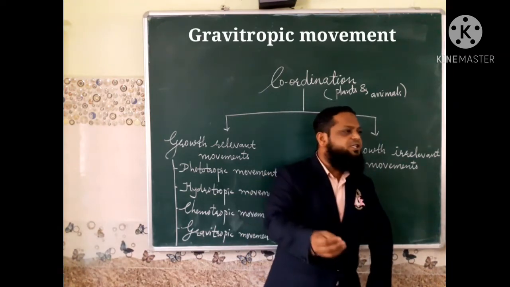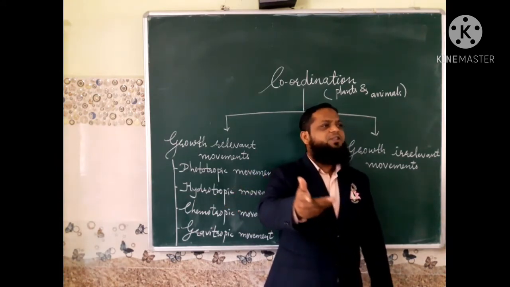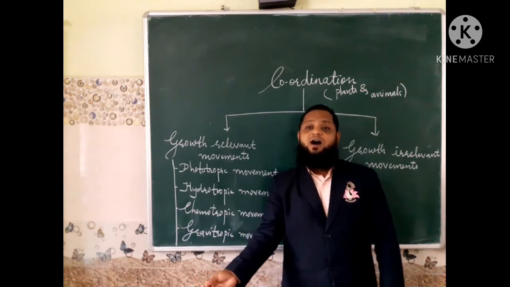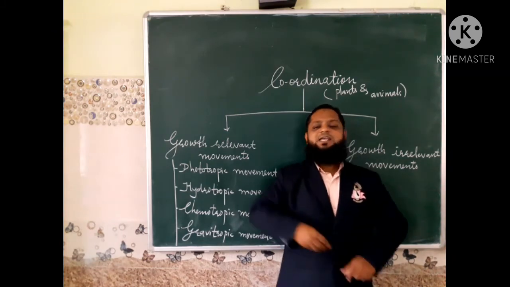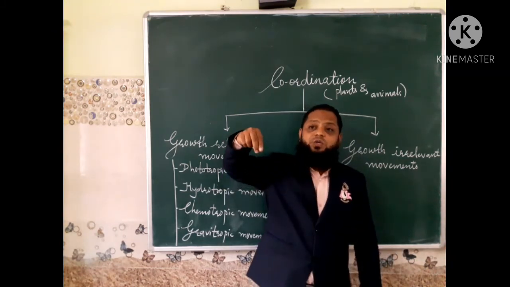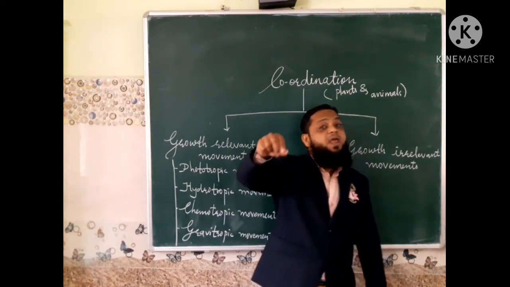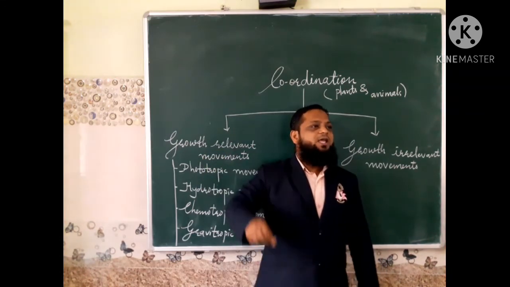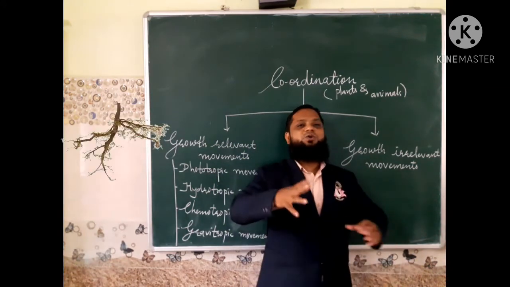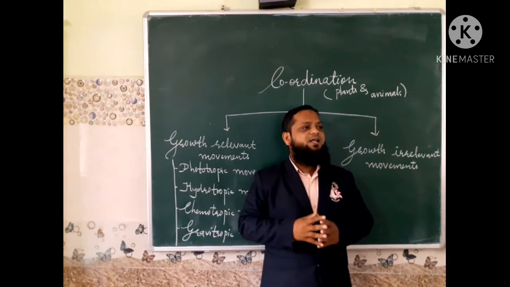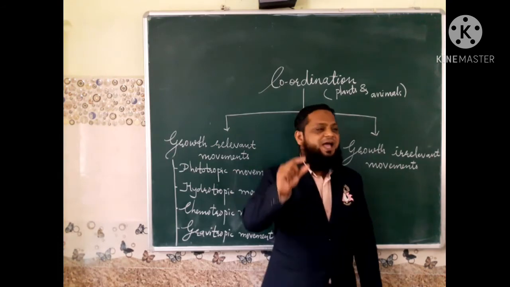Gravi is related to the gravitational force, and gravitational force is nothing but the force exerted by the earth on the object. So here also, in gravitropic movements, the plant will grow deep into the soil. You have to consider here the main root of the plant. The main root of the plant will go deep inside the soil. In short, we can say that growth we can observe in this case is due to the gravitational force.